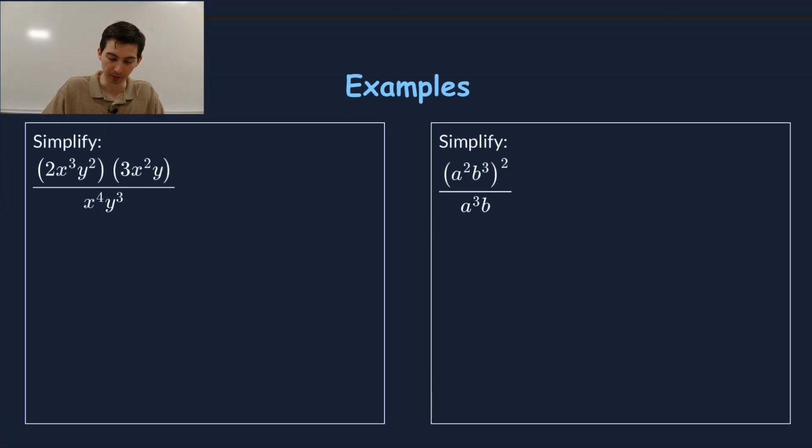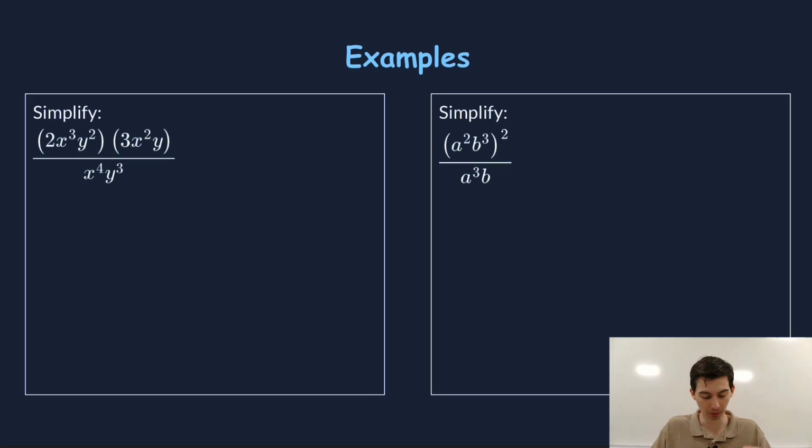So let's take a look. These are two examples where we're going to have to simplify these expressions. And so when I get a fraction like this, what I want to do is simplify the top and simplify the bottom first before I start moving things around. So here I'm multiplying these two terms here. So I'm going to multiply these two coefficients first. So I'm going to have 2 times 3. That's just going to give me 6.